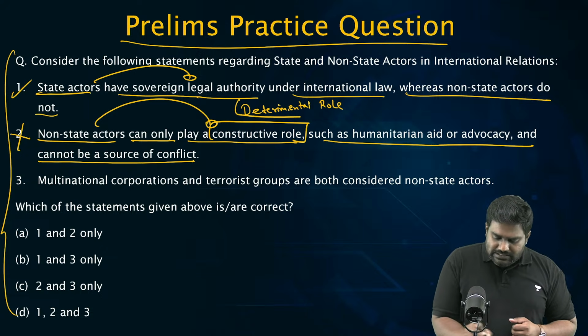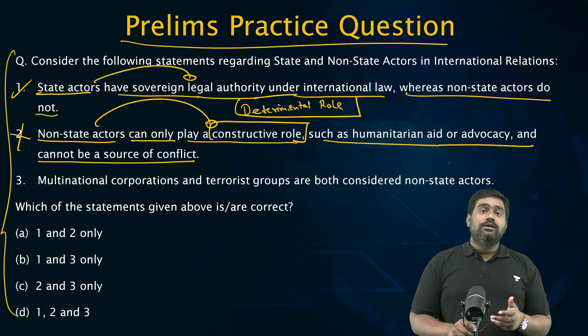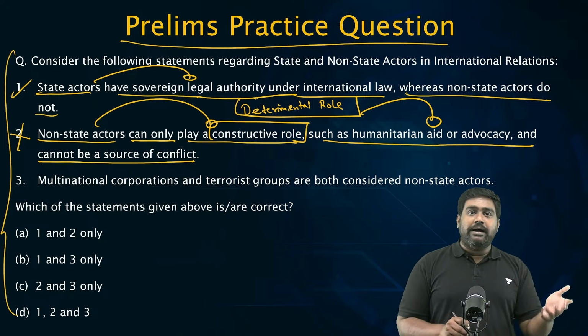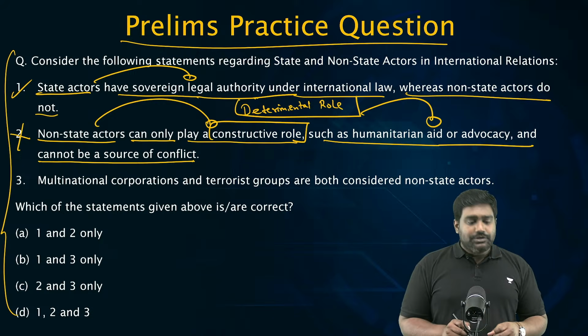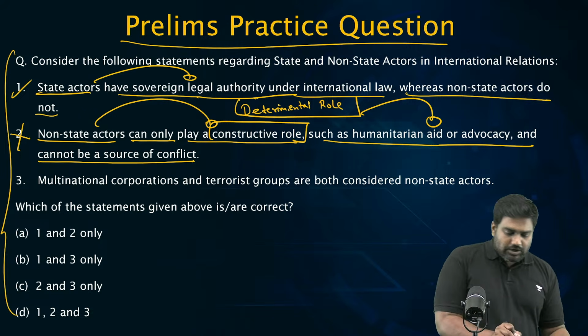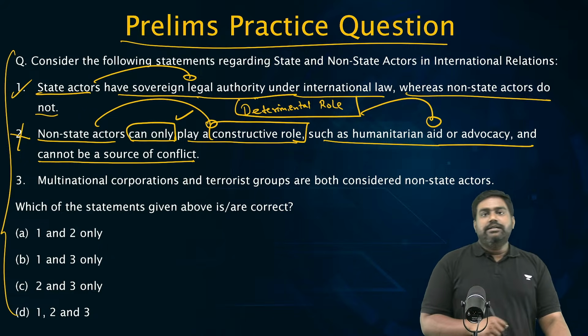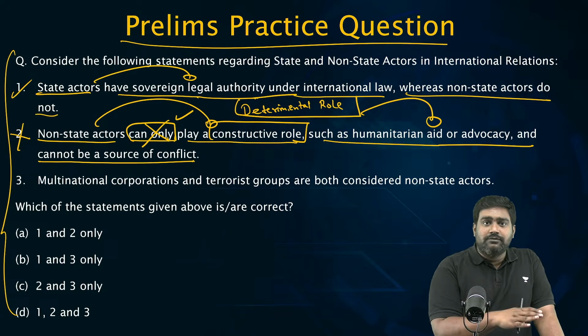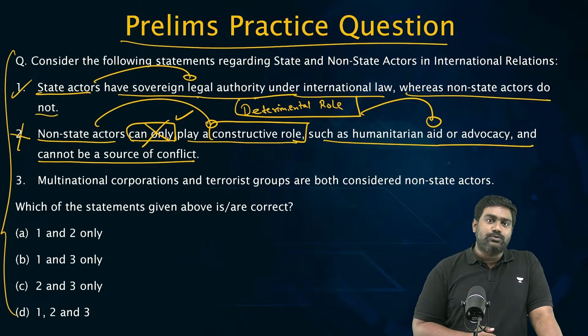Terrorist groups, criminals, pirates, cyber criminals, they are having a detrimental effect. Or NGOs and companies funded by hostile state actors. So, second statement is wrong because of this. It's saying they only play a constructive role. This is wrong. They can play a constructive role, they might play a destructive role as well.